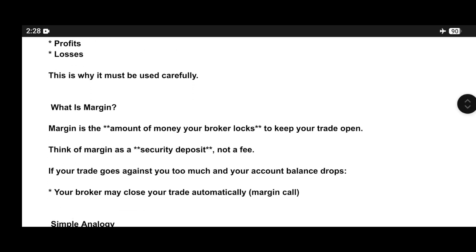Are you getting me? What is margin? Margin is the amount of money your broker locks to keep your trades open. Think of margin as a security deposit and not a fee. If your trade goes against you too much and your account balance drops, your broker may close your trade automatically. It is called a margin call.